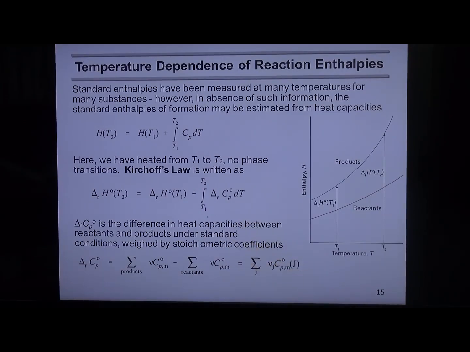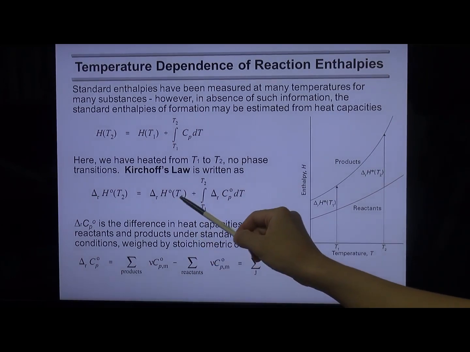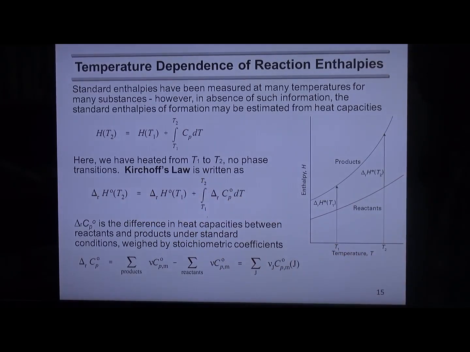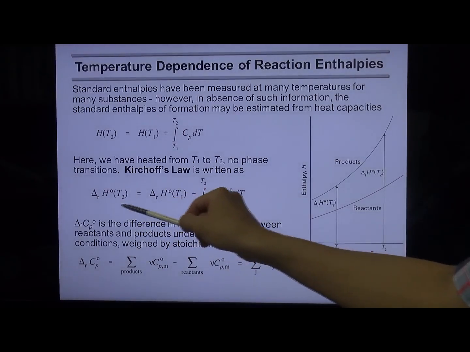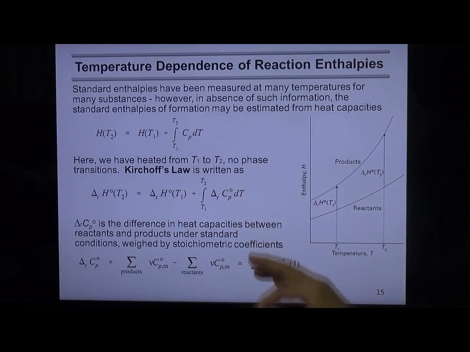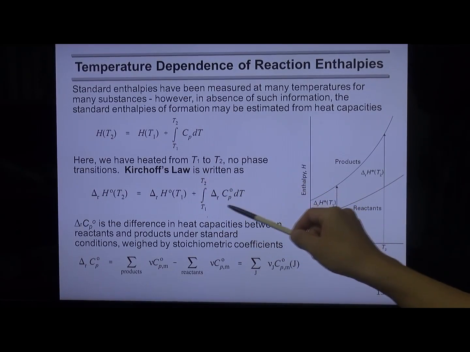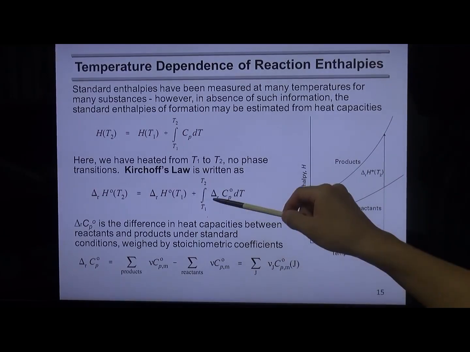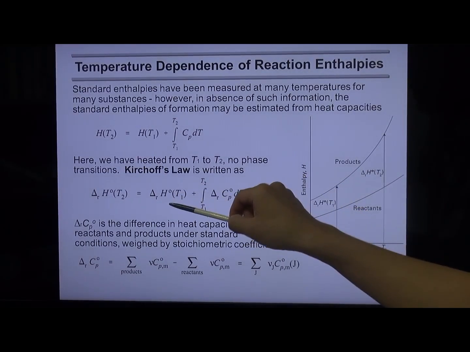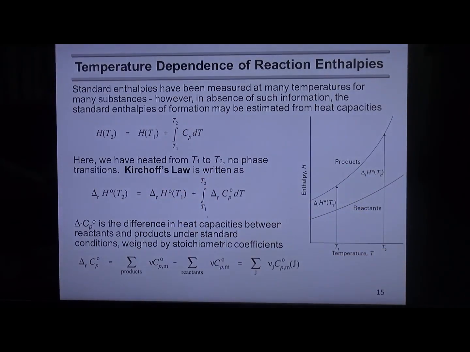That's the result. First, the result shows something like this. If we want to know the standard reaction enthalpy at a specific temperature T2, we can determine this if we know the standard reaction enthalpy at a different temperature T1 and information about heat capacity within these two temperatures. If we know both of these, we can easily determine this. Simple, right? Let's derive it.